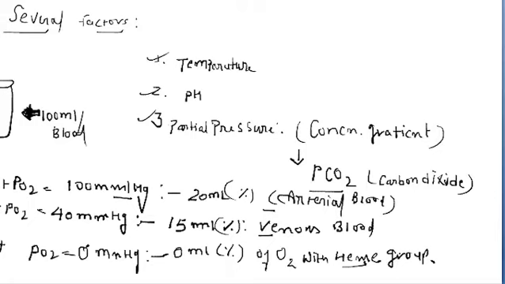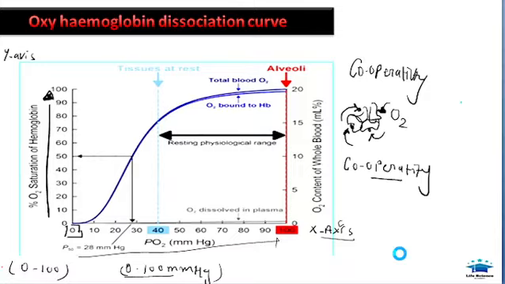So we will switch on the initial diagram of the oxygen hemoglobin dissociation curve. In this diagram, this is the simple representation of the hemoglobin dissociation curve: how the hemoglobin can dissociate from the oxygen molecule and how the hemoglobin can bind with the oxygen. So we have some concept regarding this.